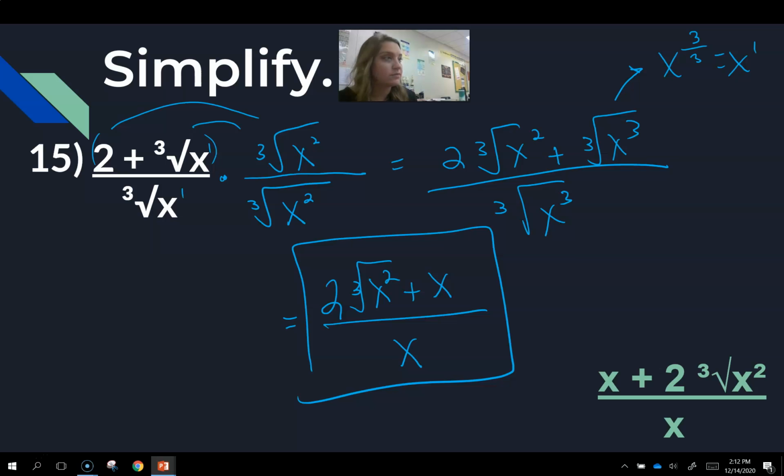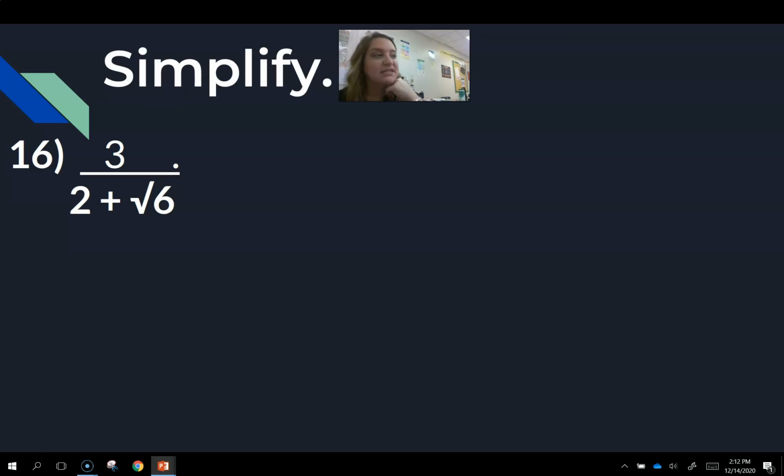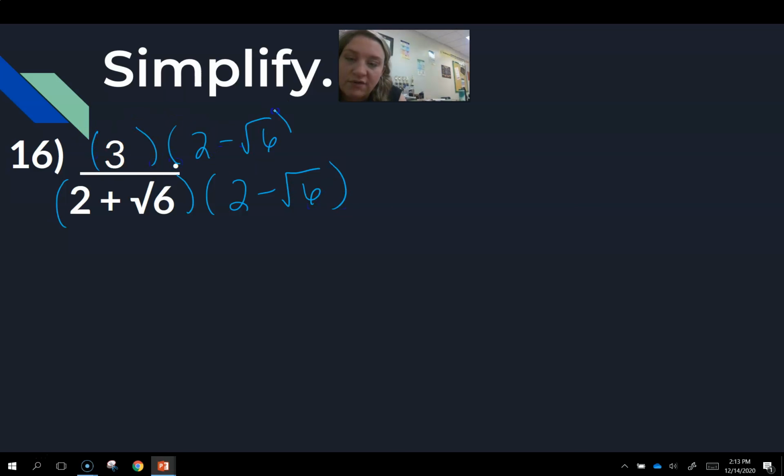All right. Oops, sorry. Pressed the wrong button. There we go. 16. We have 3 divided by 2 plus the square root of 6. I'm going to use the radical conjugate. So that means I'm going to use 2 minus square root of 6.